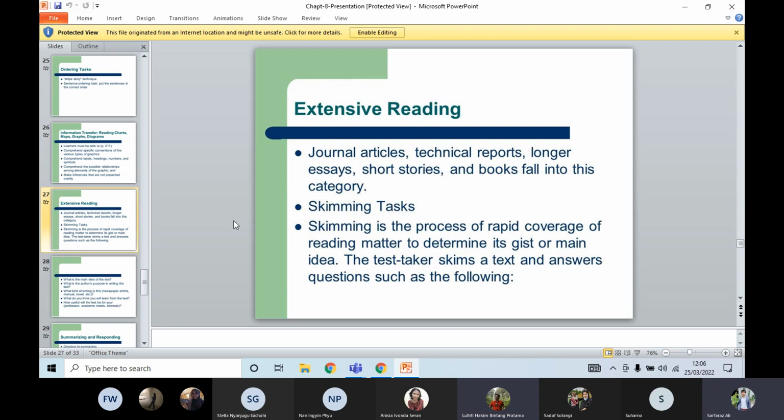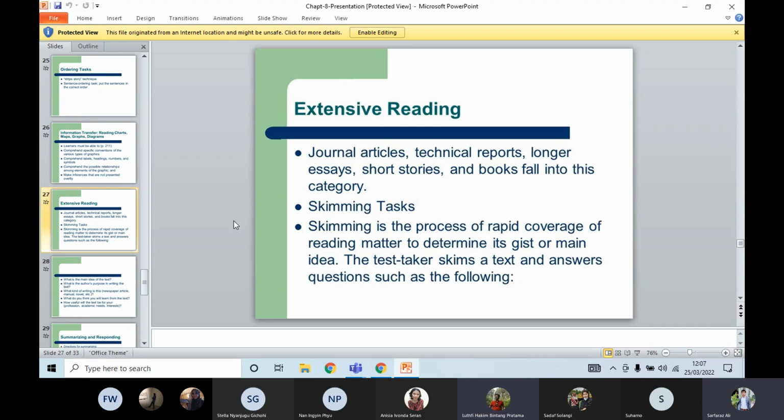Another type of reading is extensive reading, and as you all know, this is also part of the assessment tasks. Extensive reading, as its name indicates, covers a lot, it is wide. In extensive reading, we are involved in reading journal articles, meaning large texts, technical reports, or longer essays, or short stories, usually more than 5,000 words.